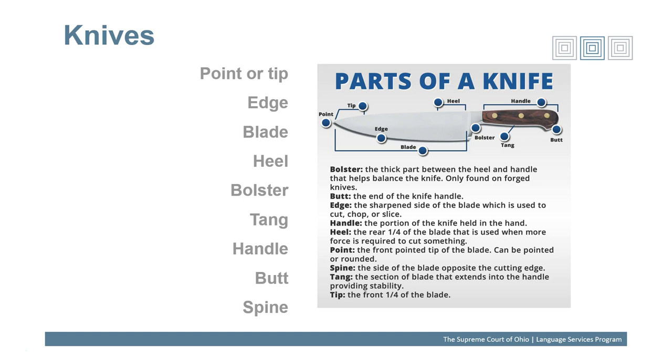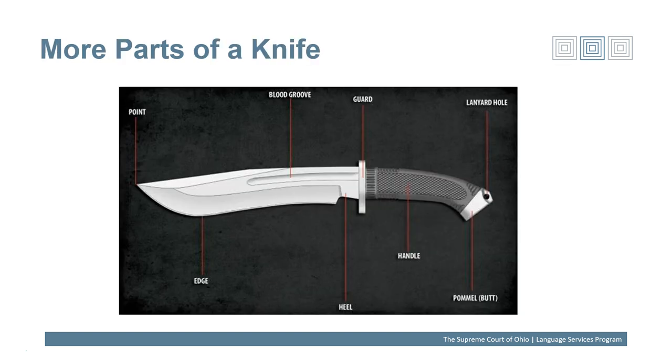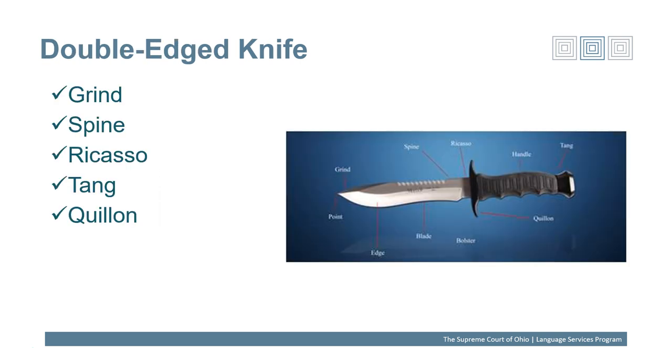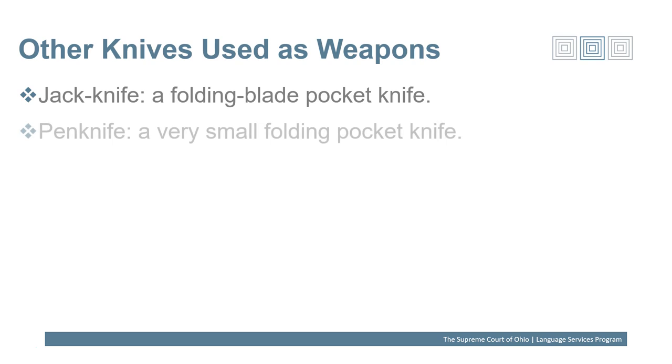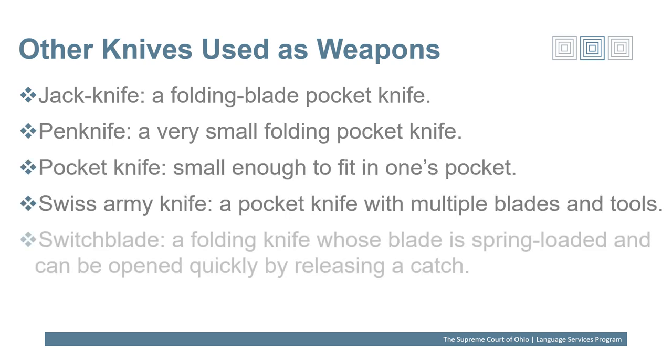Here are a few more parts of a knife: point, blood groove, guard, lanyard hole, and pommel. The terms found in a double-edged knife would be the grind, the spine, the ricasso, the tang, and the quillion. There are other knives sometimes used as weapons, so interpreters also need to know these terms.